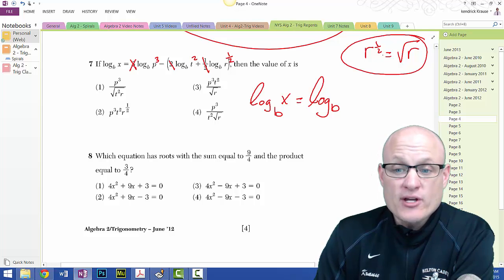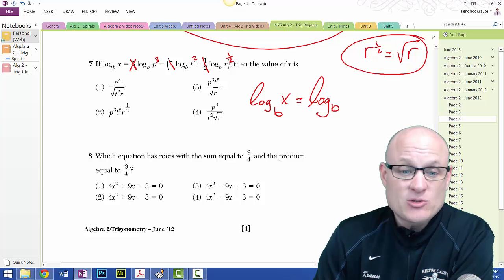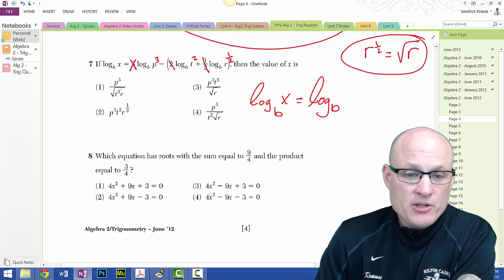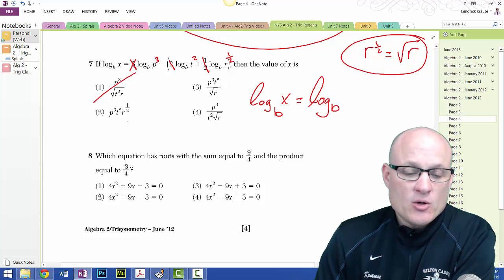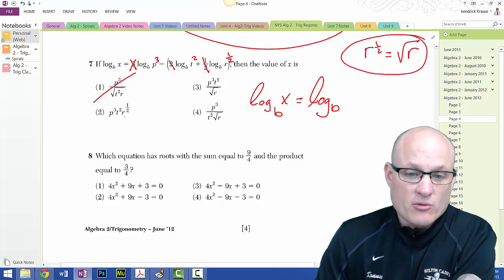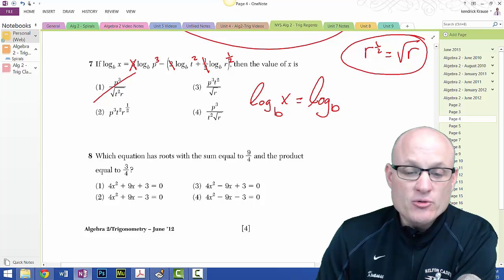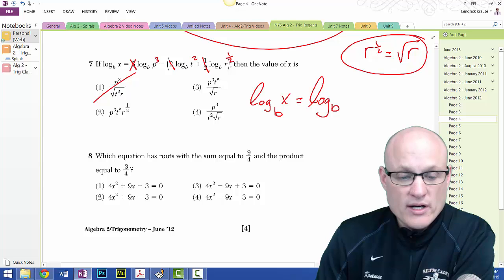So I'm looking for things with a square root of r, a t squared, and a p cubed. This one has t squared under the radical, but the only thing that should be under the radical is the r. So I got rid of this one because of that craziness. The others have p cubed, t squared, square root of r. So one of these 3 is right.